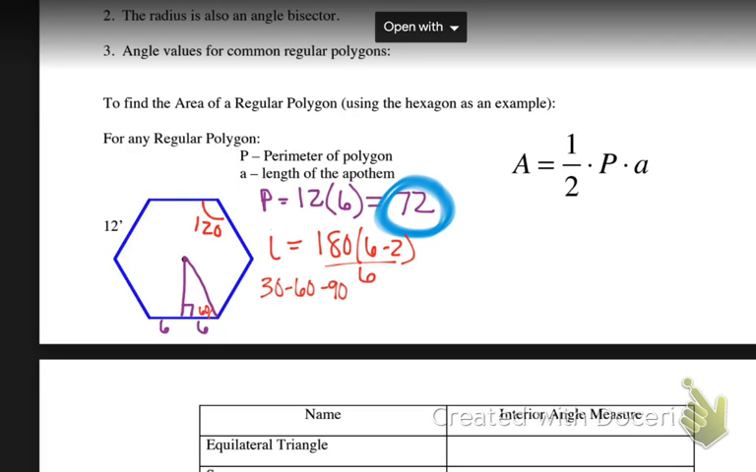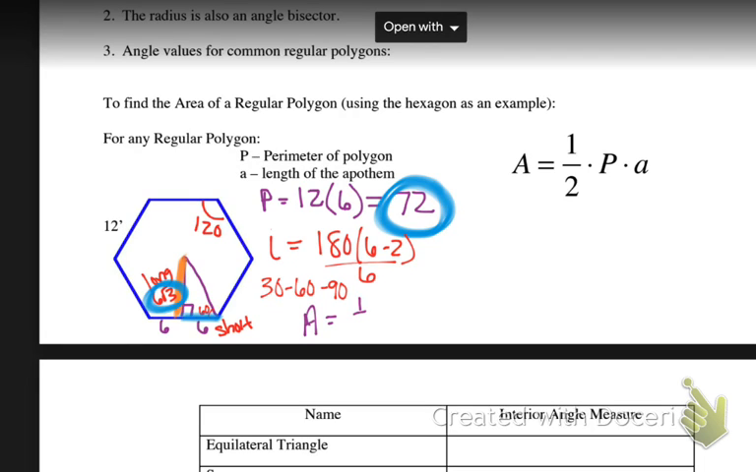Okay, so what we know in this triangle is the short side. And what we want in this triangle is the apothem, which is the long side. So how do we go from short to long? We multiply by root 3. So this is now 6 root 3 for the apothem. And we have everything we need.